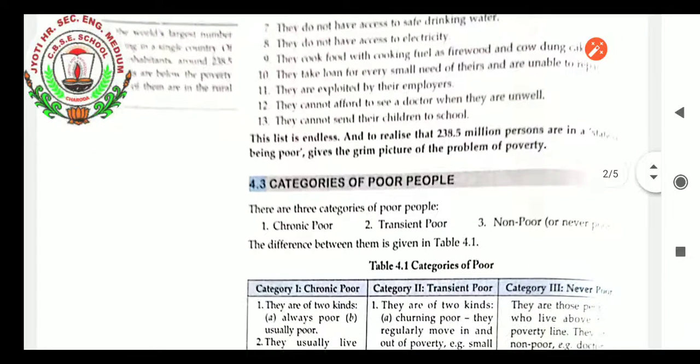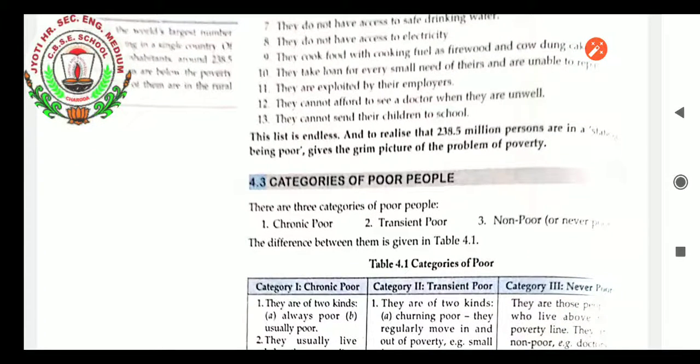Categories of poor people: if we talk, there are three categories of poor people, students. One is the chronic poor, the second is the transient poor, and the third is the non-poor. It means never poor. These are the rich people.